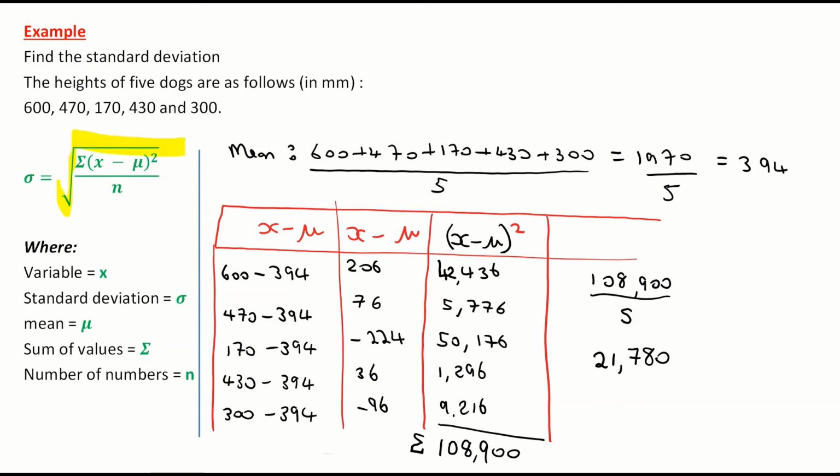The next part of my formula wants me to do the square root. So I'm going to get the square root of all of that. So this is in a square root. And the square root of 21,780 is throwing me back a standard deviation equal to 147.5.